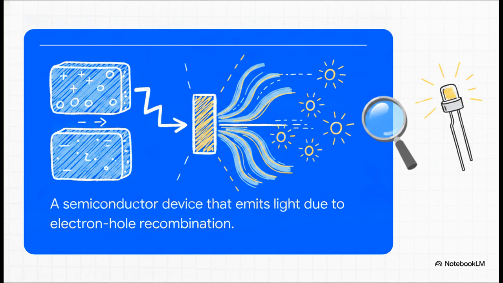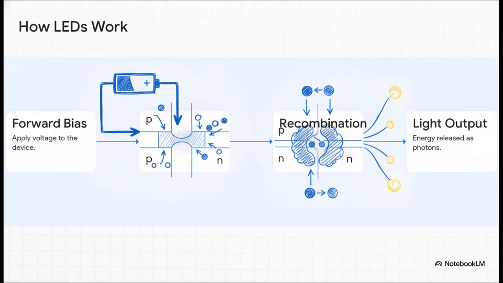Fundamentally, an LED is just a PN junction. You have a P-type semiconductor material, which is packed with positive charge carriers that we call holes, and an N-type material, which is overflowing with negatively charged electrons. When you sandwich them together, amazing things happen. Let's break down exactly how this generates light.